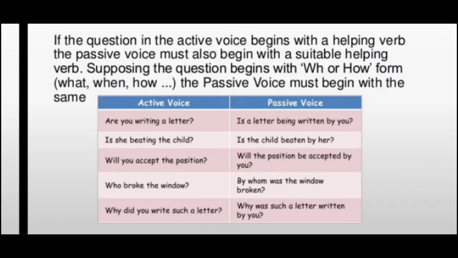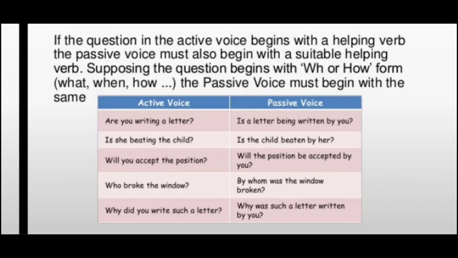If there is no subject, you have to use by whom. So, who broke the window? Is there any subject given? No. So, by whom was the window broken? This is the way you need to change into passive if there is no subject, children.